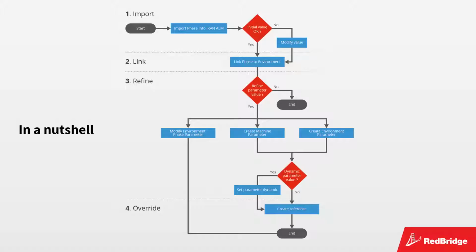To make sure that the value of those parameters is used instead of the value of the environment phase parameter, you replace that value by a reference to the machine or environment parameter.